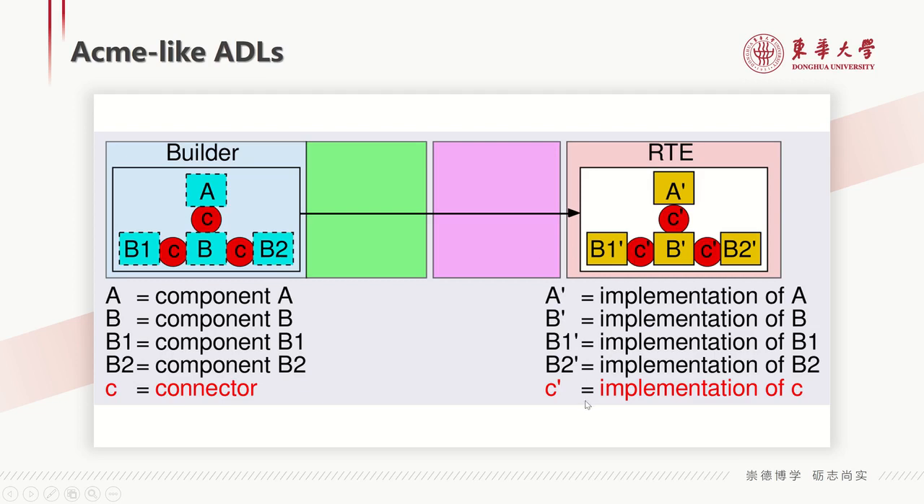Notably, C prime is the implementation of C. So the connector is actually an object. Right? So when we use a connector to design something in the builder, we have to implement this connector as well in the runtime environment.